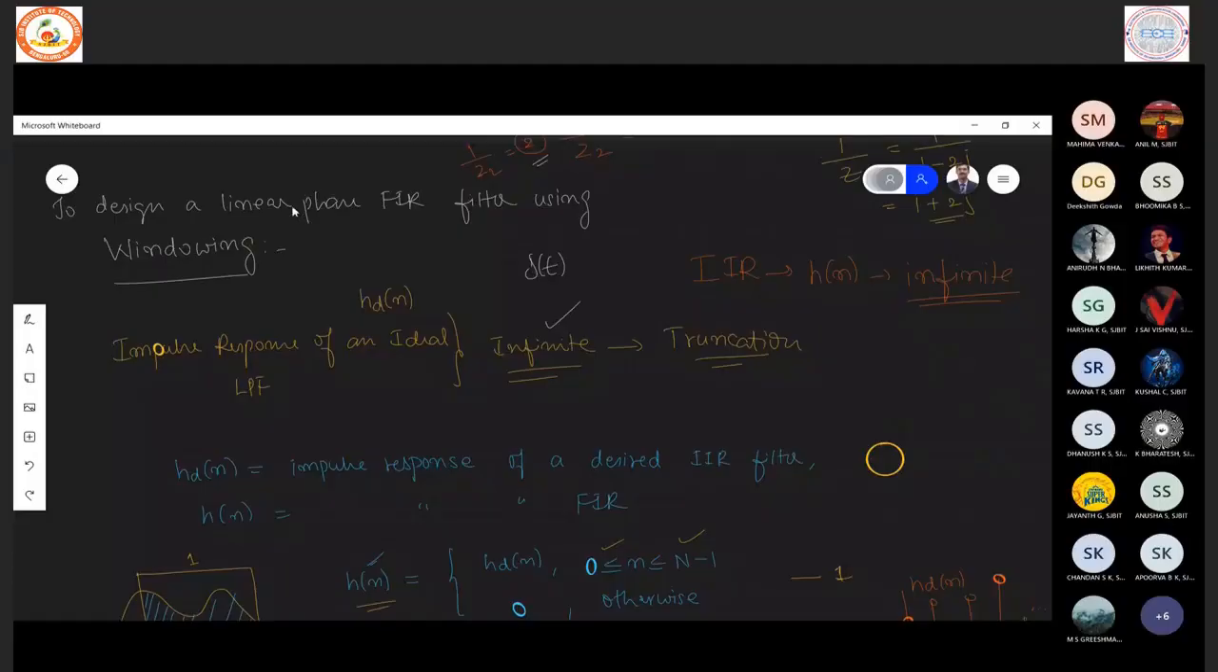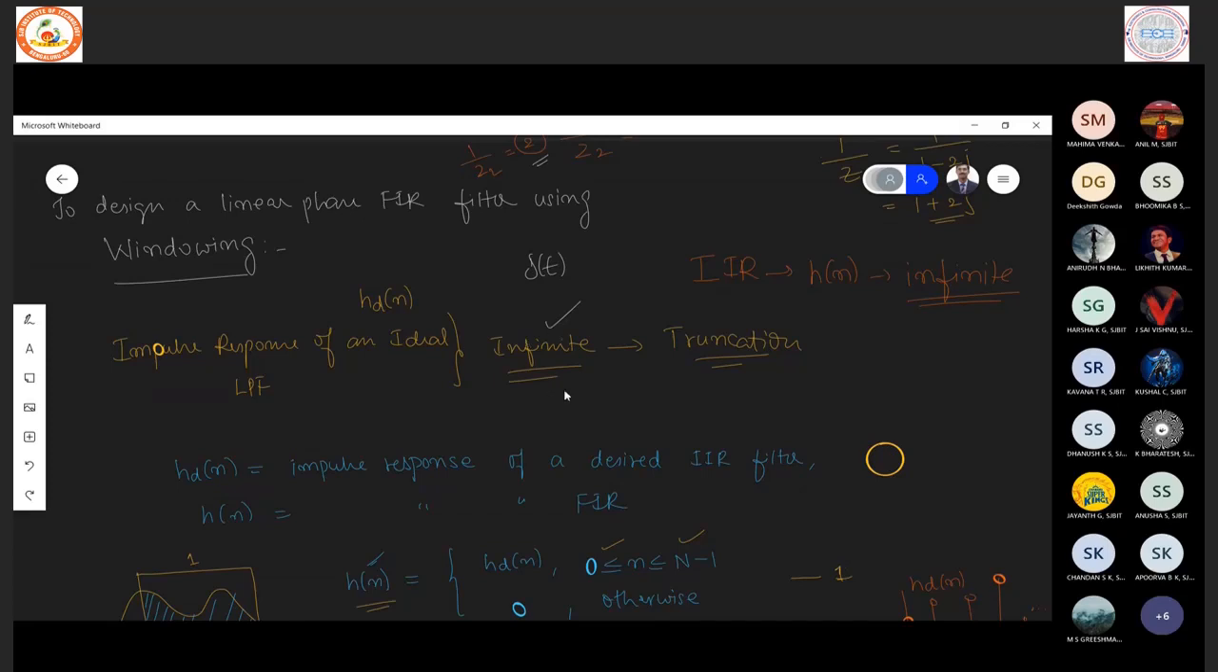To design a linear phase FIR filter using the technique called windowing. The first objective we have already defined. The objective is that we have the impulse response of an ideal low pass filter, which is denoted as HD of n, and this HD of n is infinite in duration.